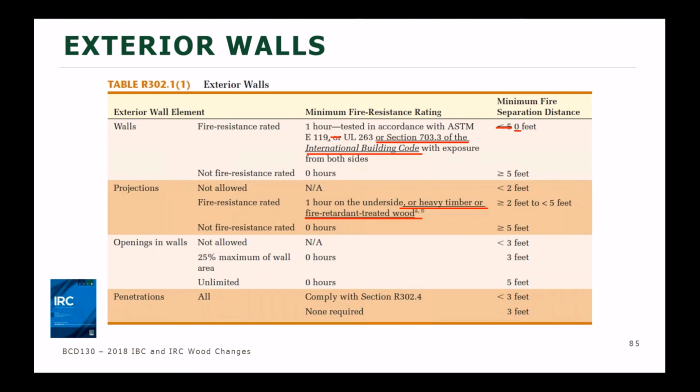Projections, since we have soffits that project out, we have decks and balconies that project out. Here we've got a requirement that you can't put them within 2 feet of the lot line. When they're 2 to 5 feet of the lot line, you need to have 1 hour rating on the underside of that projection, and it's typically a roof soffit that you're looking at. Or you can use heavy timber, or you can use fire retardant treated wood.